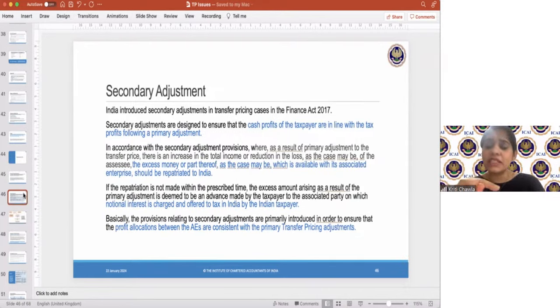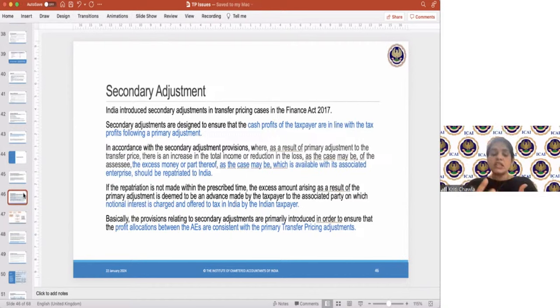Secondary adjustment basically means that there is something called excess money, and this secondary adjustment makes sure that this excess money of 40 rupees should be made available to the tax authority, to the associated enterprises in India. It should be repatriated to India, and that 40 rupees is basically called secondary adjustment that taxpayers will have to do in their books of accounts.